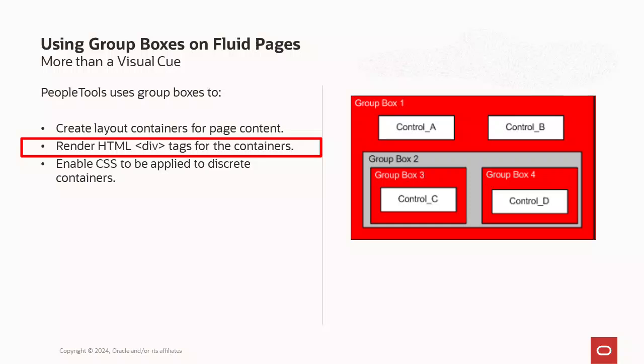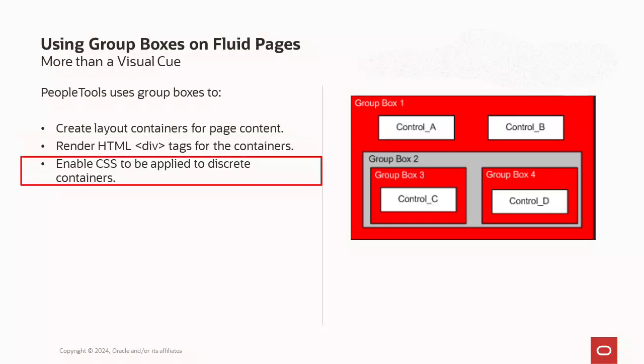Render HTML div tags for these page containers. Apply specific CSS styles to these containers. This means that by using group boxes, you can logically contain sets of page elements and apply CSS styles to just the elements in that container. The diagram depicts how group boxes can be used to create container entities on a page.